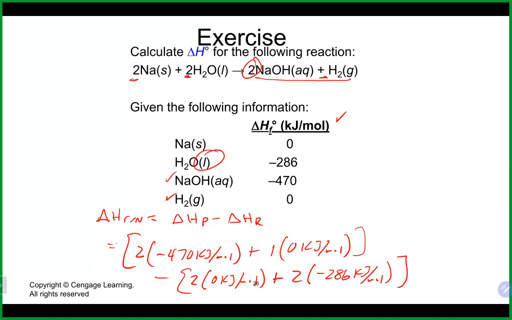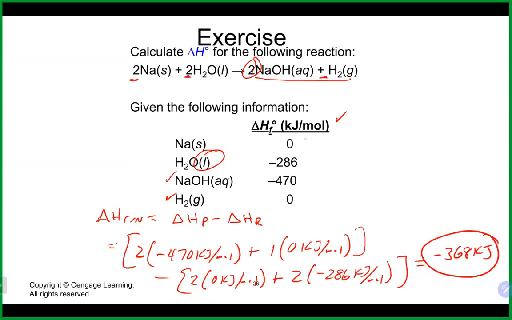A question on the setup there. All right, so doing that, that's going to give me 2 times minus 470, basically minus 2 times negative 286. Going to give me a delta H for this, which is minus 368 kilojoules. And once again, here we see a negative value, which means that it's exothermic.